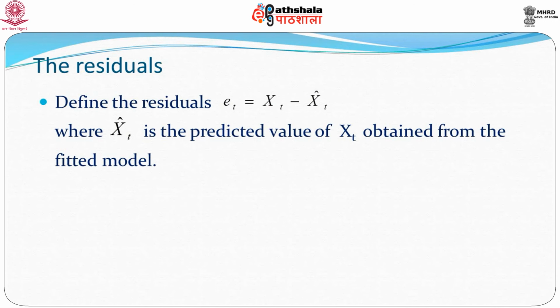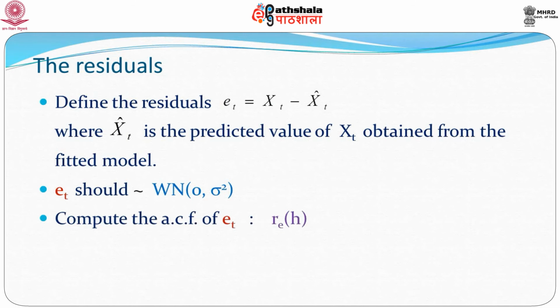Firstly, the residuals. Now, the residuals are defined as e_t, which is the observed value x_t minus the predicted value x_t hat. Now, e_t should be white noise, because these are standing in place of the errors. So, what we do is we compute the ACF of the e_t's. So, let us call this r_e(h), the autocorrelation function of the residuals.